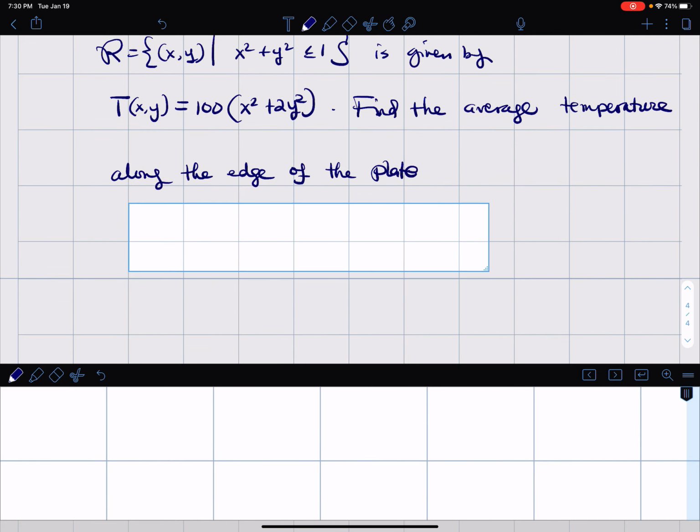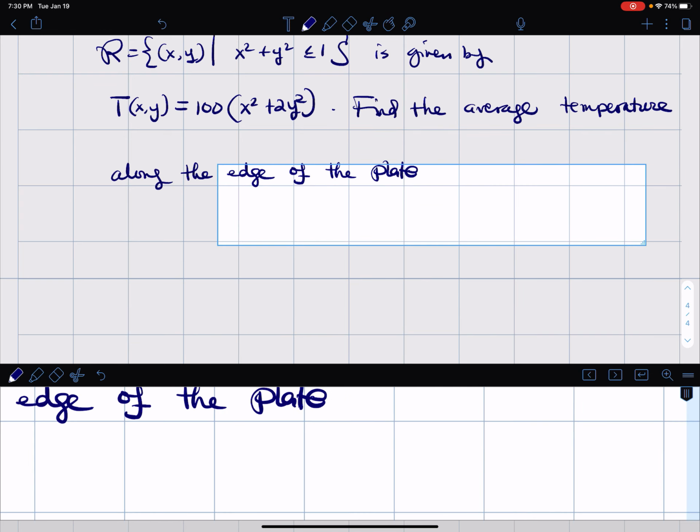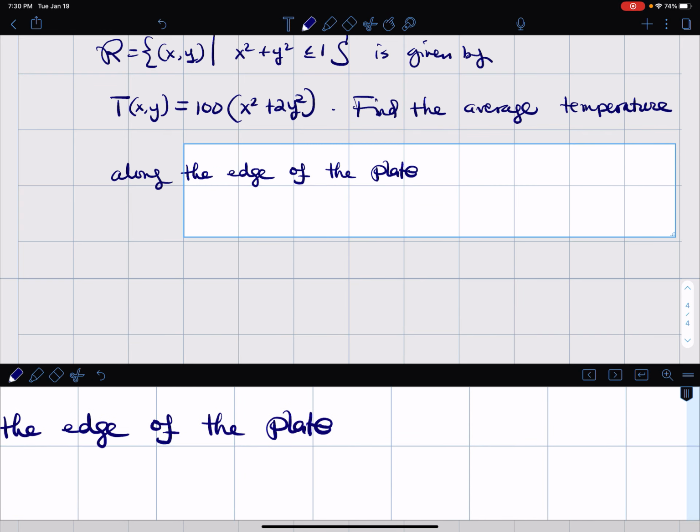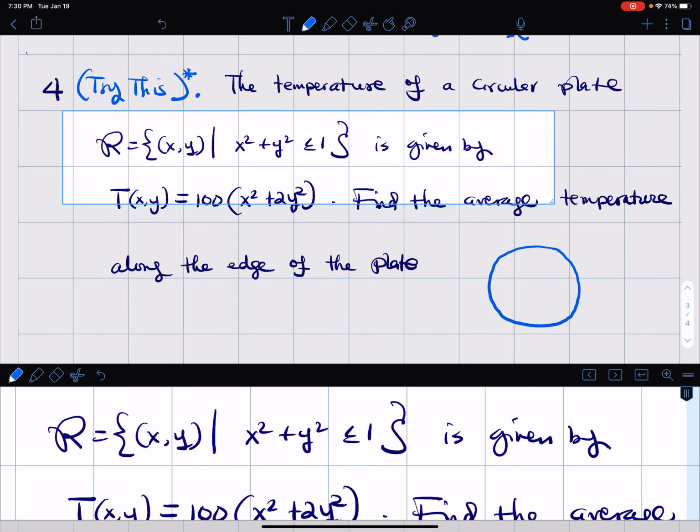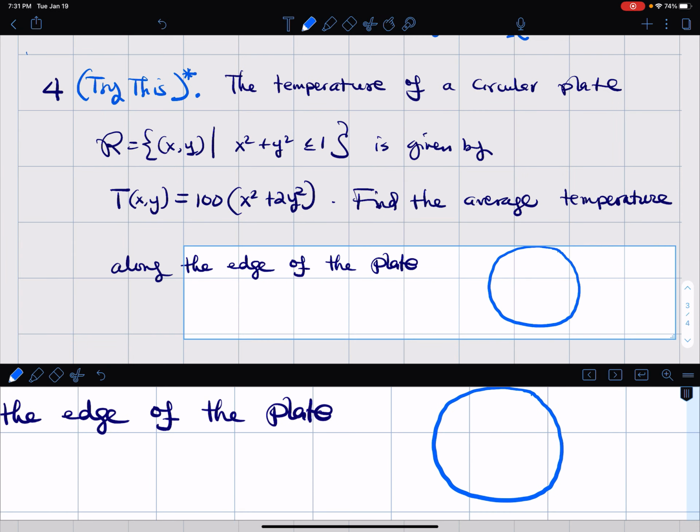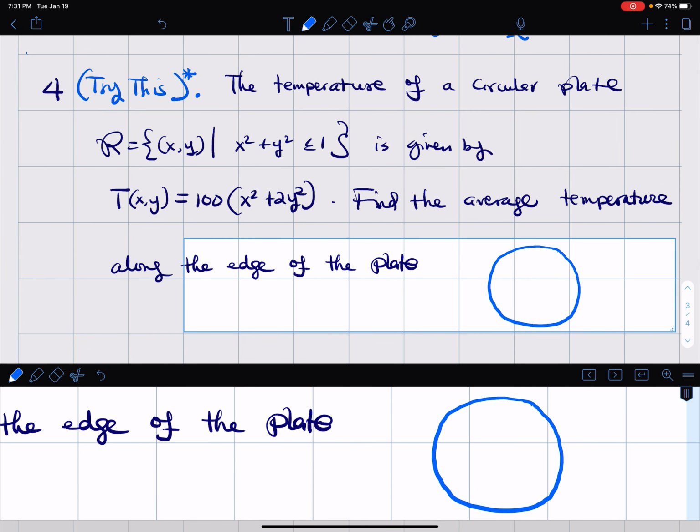What do you want to do here? I'm going to give you a hint. This is your plate, right? That's the region of the plate. Okay? It's a unit circle. X squared plus y squared is less than or equal to 1. So it's a unit disk. But your plate now, the edge is now your curve C. So you're going from this point back to the point.